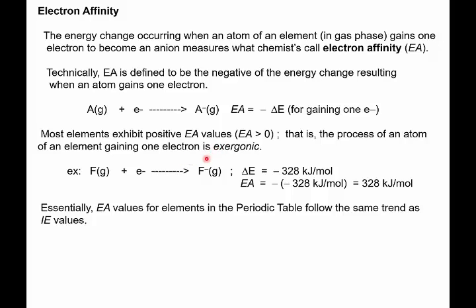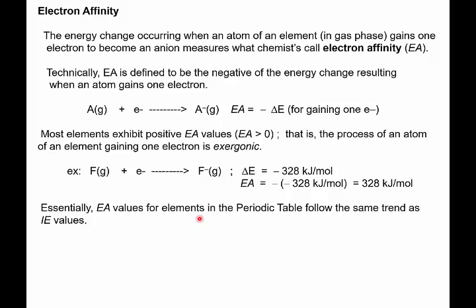The process of an element gaining 1 electron is exergonic, which means giving up energy. Fluorine, for example, it's a highly exergonic process, adding 1 electron. Adding 1 electron to fluorine makes F-1. The energy change for this is -328. And now if we take the negative of this, which is how we define electron affinity, minus a -328 gives us plus 328 kilojoules per mole.